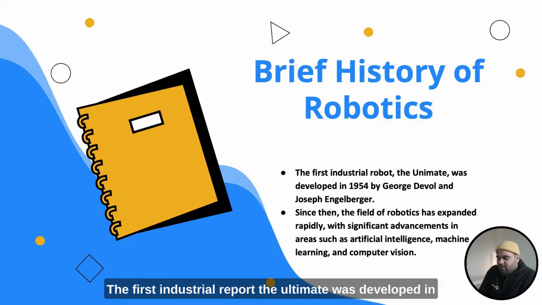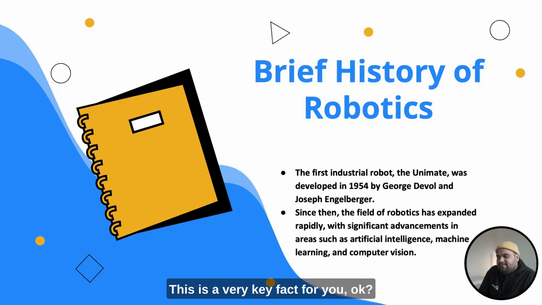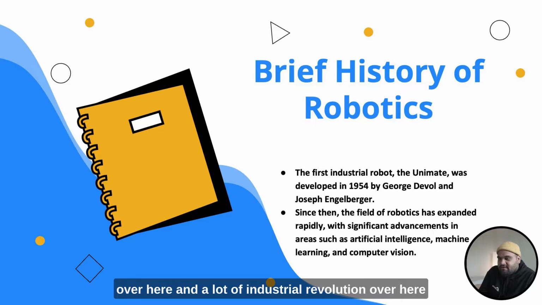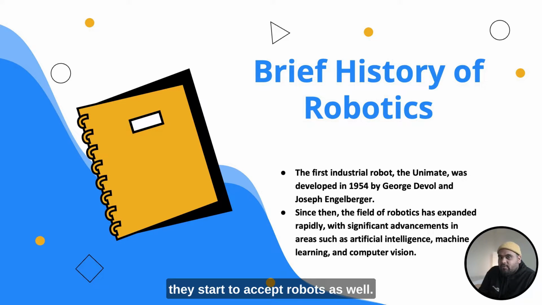Then let's talk about the first robot. The first industrial robot, the Unimate, was developed in 1954 by George Devol and Joseph Engelberger. Now, this is a very key fact for you, because this is where a lot of the industrial revolution starts to happen, and people start to see that things are changing, things are getting better, and things are getting built every day. People start to know that robots exist, that robots have a space in society, and they start to accept robots as well.